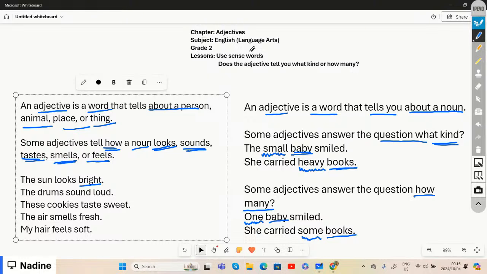The next one says, the drum sounds loud. How does the drum sound? We can say it is loud or it is soft. It depends on the sound. These cookies taste sweet. How do they taste? They are sweet. So the cookies are described as tasting sweet.